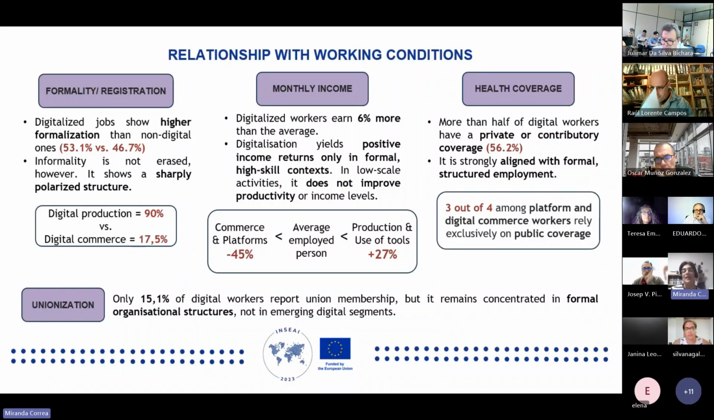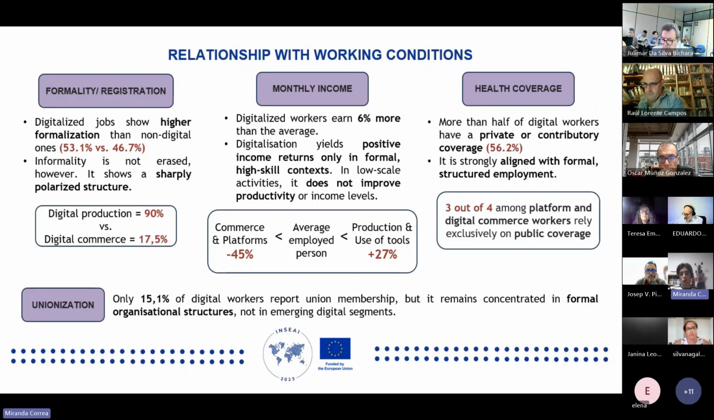When we turn to income, the picture becomes even more nuanced, because on average digitalized workers earn 6% more than the rest. But once again, this average conceals a strong contrast. Digital production earns roughly 27% more than the national average, and users of digital tools also show a positive differential. But digital commerce and platform workers face severe income penalties, around 45 and even 47 percent less than the average employed person.